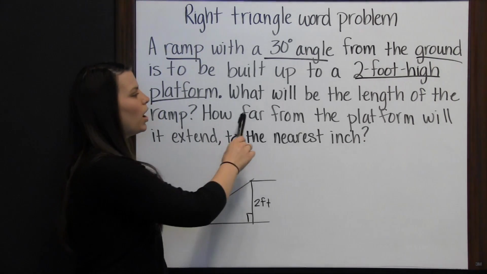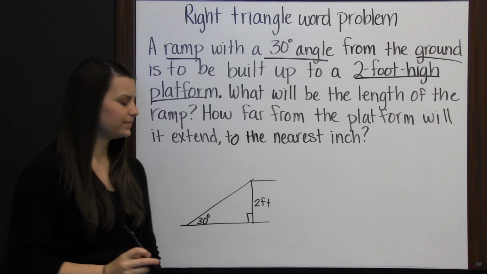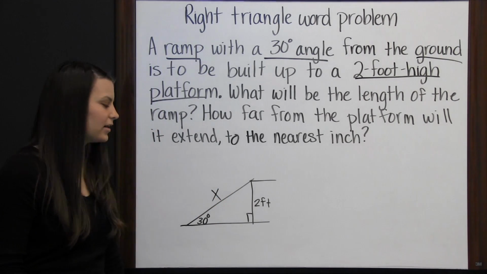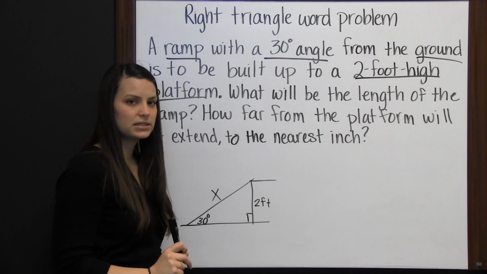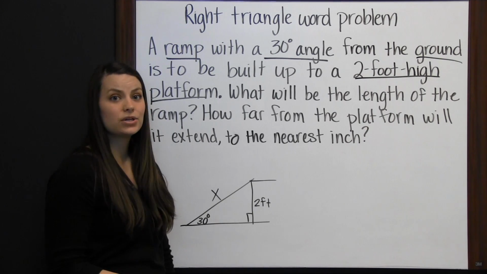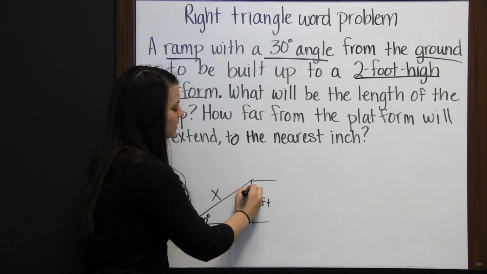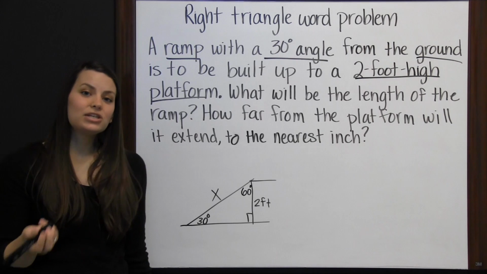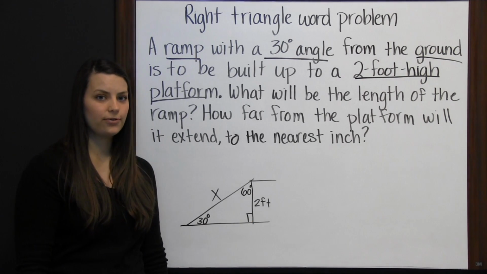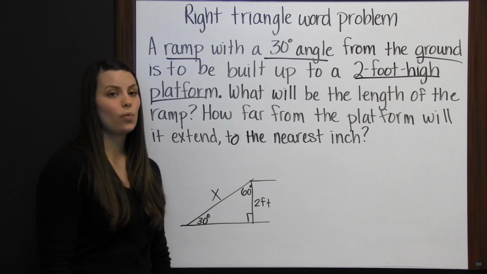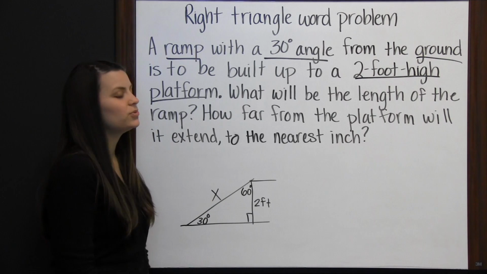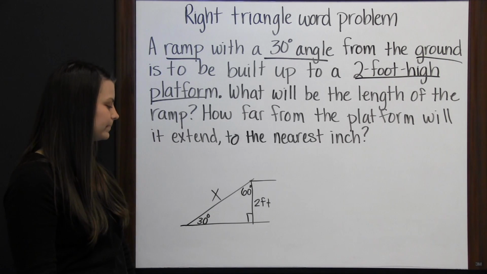The first question is, what will be the length of the ramp? So this is what we're trying to find. Well, before I start to find x, I first want to fill in what this angle is. You might already know that since we have a 30-degree angle and a 90-degree angle, this angle has to be 60 degrees. But if you didn't know that, you could find it because there are 180 degrees in a triangle. So if you add 30 to 90, you get 120. 180 minus 120 leaves you with 60 degrees for that third angle.